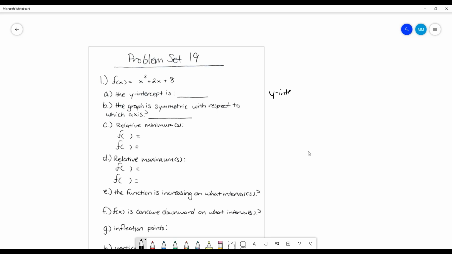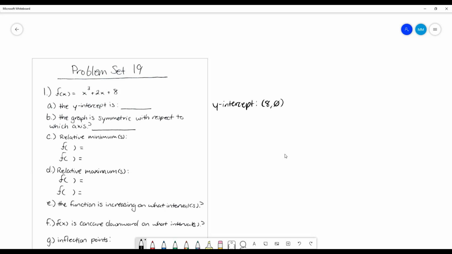Our y-intercept is at 8, 0. No, sorry, 0, 8. I got that all mixed up. Right, because our y-intercept is going to be wherever we cross here, which is going to be when x equals 0. So our y-intercept is up here, because if x equals 0, we've just got an 8 left over.